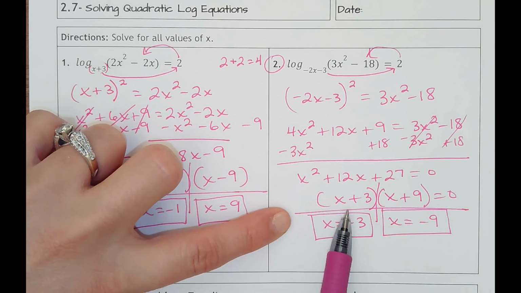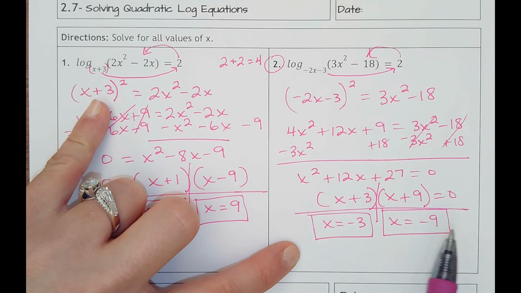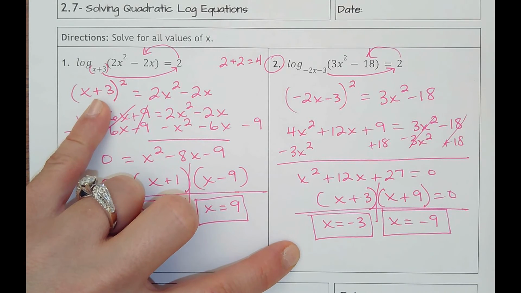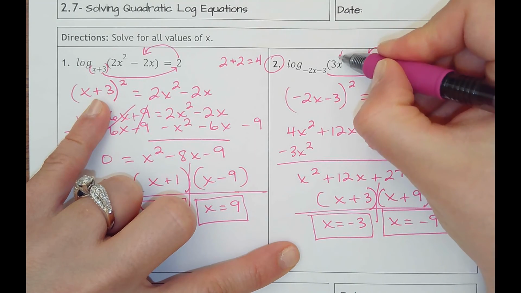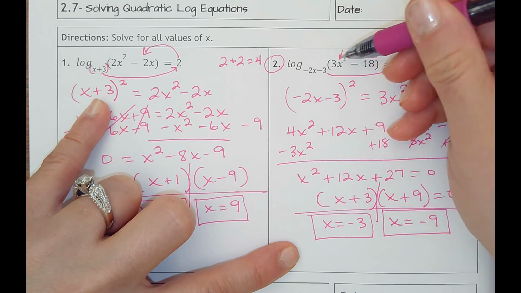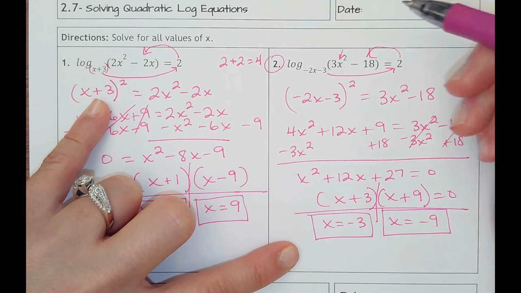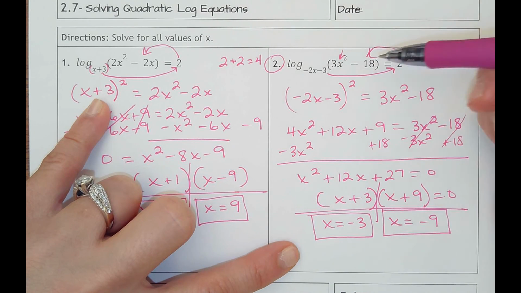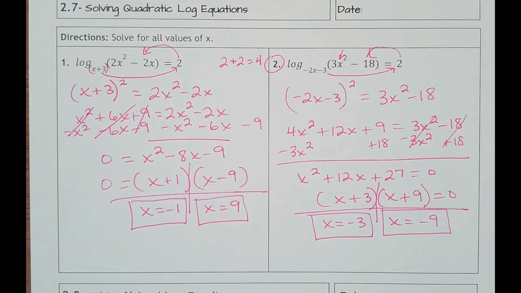Pretty easy one to factor. Solutions are easy to get. Just double check and make sure they won't give any extraneous answers. Plugging in negative 3 and squaring it makes positive 9, times 3 is 27. 27 minus 18, that's good. Negative 9 squared is 81, times 3 minus 18, that's good. So you get 2 answers on this one.